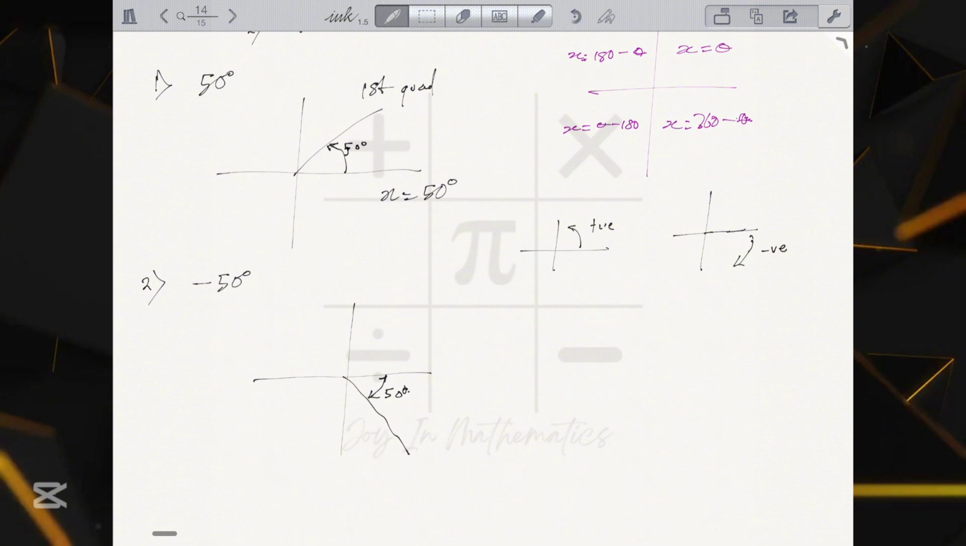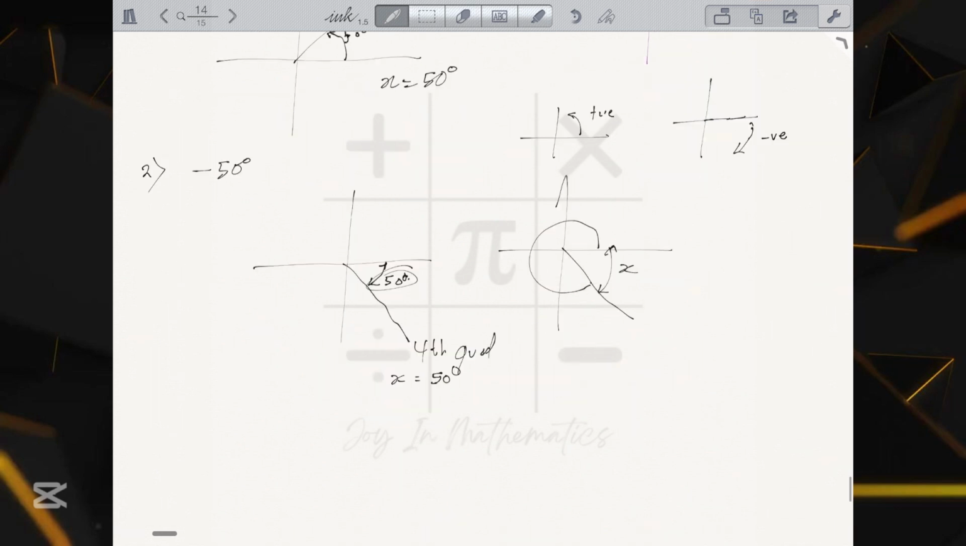And now, if you recall, if we have an angle like this, the acute angle is simply x, which is what we have here, 50 degrees. This is in the fourth quadrant, and the acute angle x is equals to what? 50 degrees.